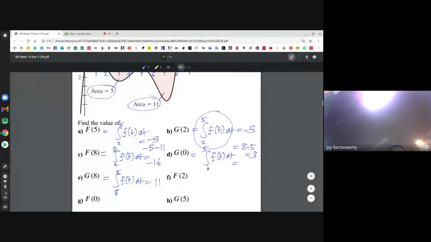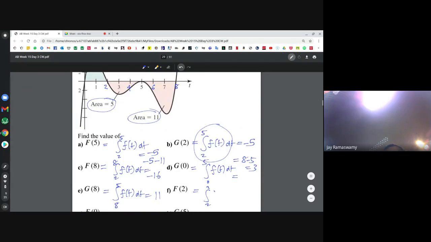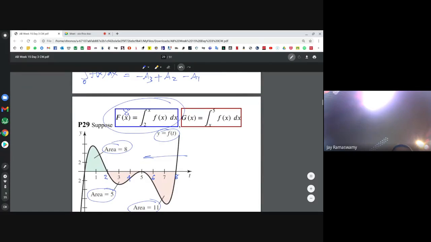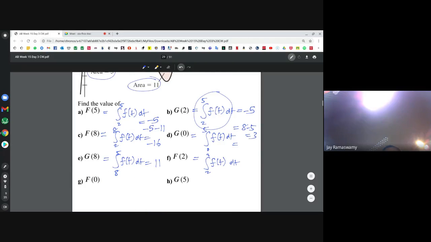Okay. Now we're doing F of 2. Okay, Ms. Magdalena, what does it mean? F of 2, capital F of 2. It's going to be 2 to 2. Okay, smart kids, you're learning something new. Everybody look at the board. I'm going from 2 to itself. So what do you think the area is? 0. So if you go from lower limit to upper limit itself, the answer is 0. I hope that made intuitive sense.